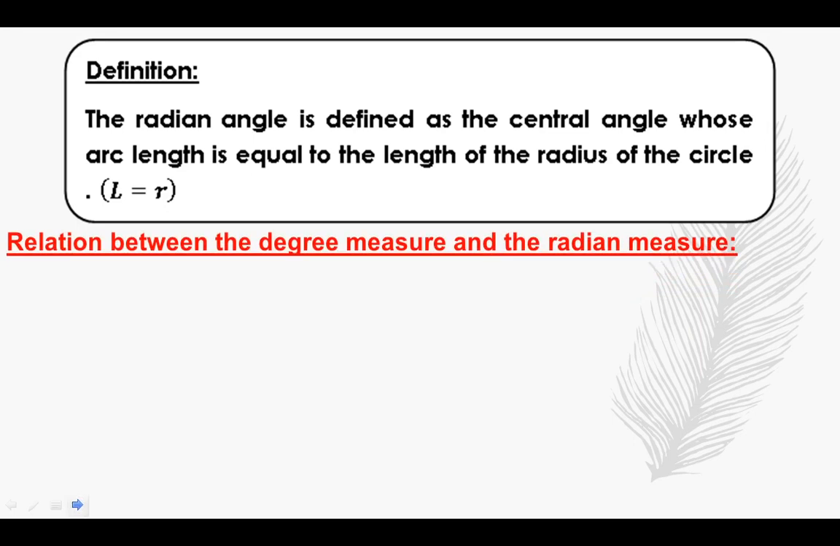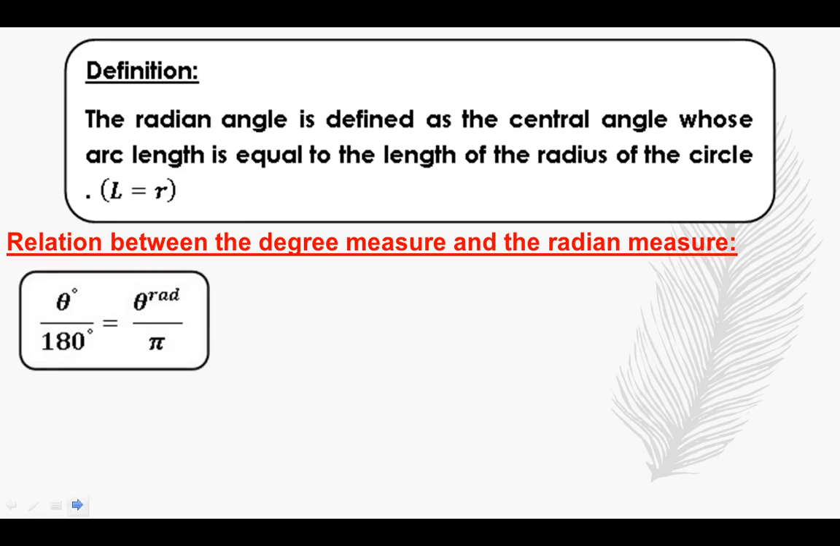The relation between the degree measure and the radian measure is given by the rule: theta degree over 180 equals theta radian over pi. Here pi is 22 over 7, or pi equals 3.14. Okay, very important remarks.